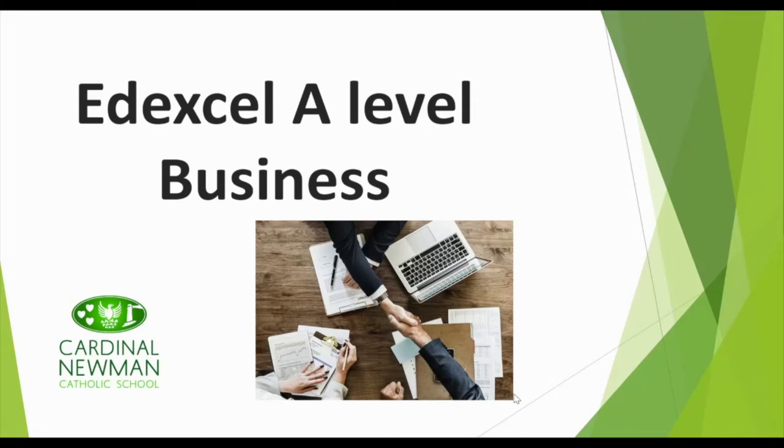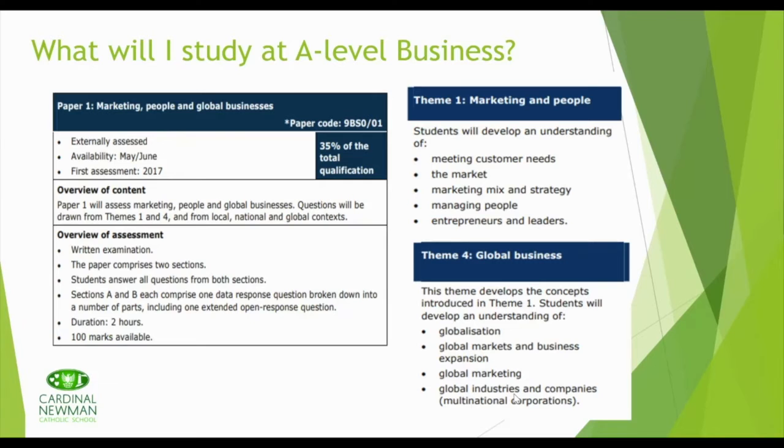I'm just going to take you through a few different things to do with the course and what's included in it. So what would I study at A-Level Business? A-Level Business is made up of three different papers, including Paper 1, Paper 2, Paper 3. Paper 1 is called Marketing, People and Global Business and makes up 35% of the total qualification.